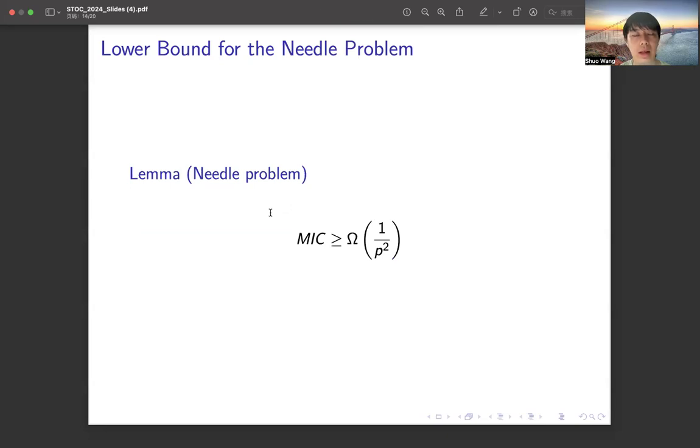And then let us step into the proof for the needle problem. In the needle problem, we show that the multipass information complexity is bigger than omega of 1 over p squared. And here, note that the multipass information complexity is defined with the input data stream following the uniform distribution.